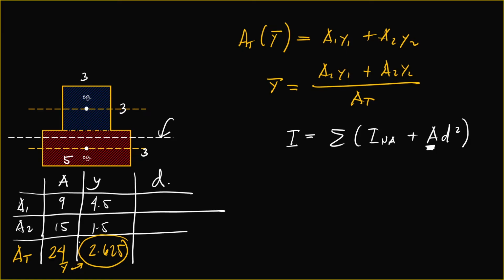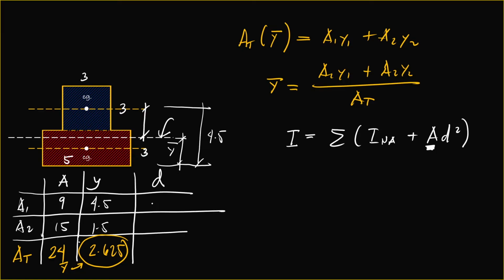For A1, what is that distance? How do you solve that distance? This is 4.5, and we have y bar, so to get this distance, 4.5 minus y bar. The distance is 1.875. This is in centimeters.